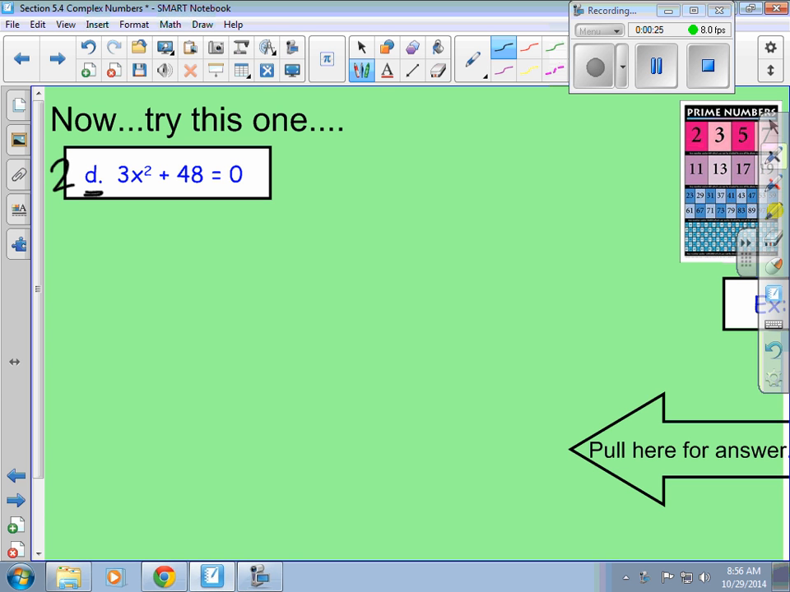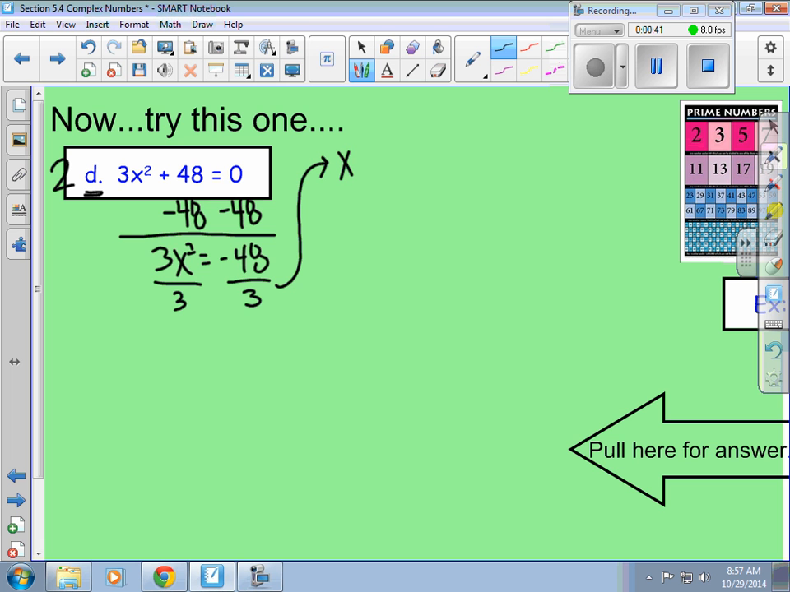Okay, so we're looking at D. In order to solve this, I noticed there's no x term, so I can solve by square root. So I would subtract 48 from both sides. I have 3x squared is equal to negative 48. Divide by 3, and so I would get x squared is equal to negative 16. From this point, I would take the square root on both sides. So I would have x is equal to plus or minus the square root of negative 16.